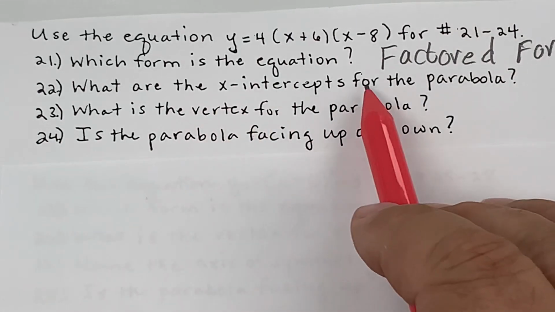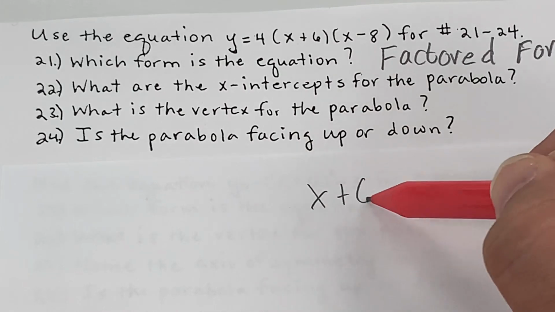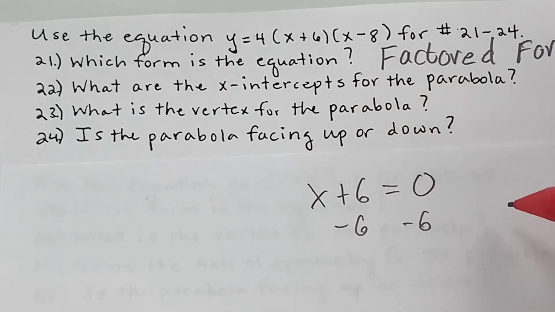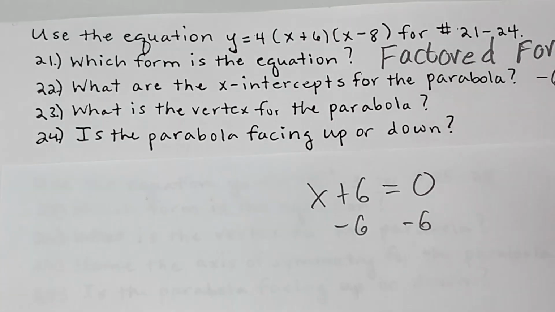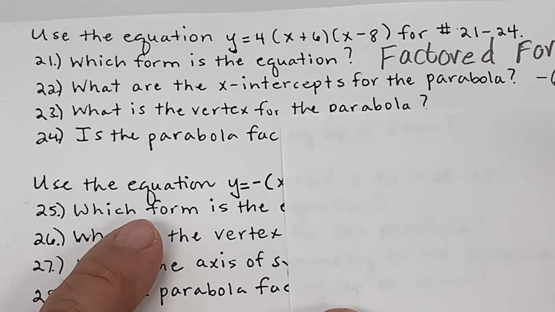What are the x-intercepts for the parabola? To find the x-intercepts, you're going to take the x plus 6 and set it equal to 0. Minus 6, minus 6. So one of the x-intercepts is negative 6. You're going to take the x minus 8 and set it equal to 0. So you're going to add 8, add 8. So x equals 8 is another x-intercept. Again, sometimes you're requested to rewrite it in this form as negative 6, 0 or 8, 0. They want it as a coordinate.